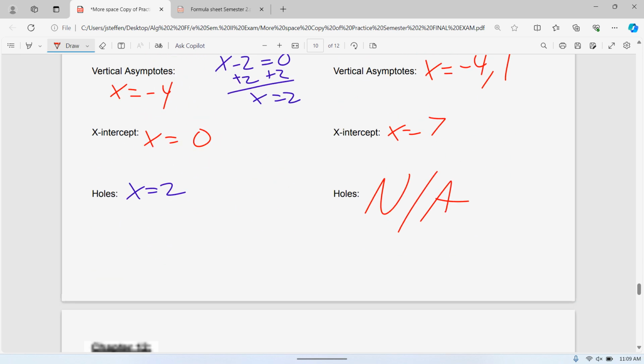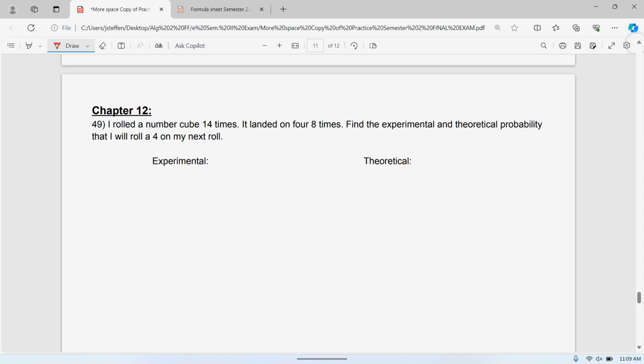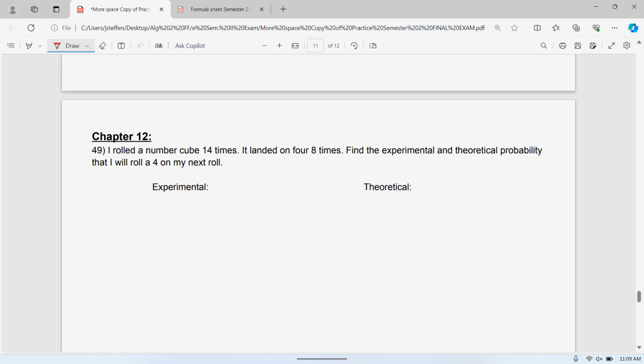Oh man, I thought I was almost done. On to chapter 12. Hopefully I have time to finish. Okay, the chapter 12 stuff should go fairly quickly because there's a lot less to it. A lot less factoring and all that noise.